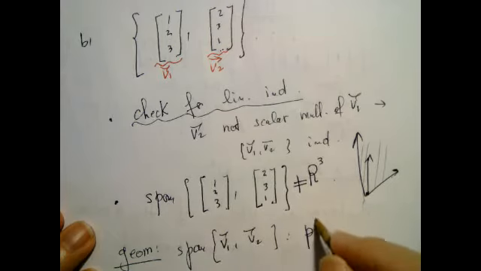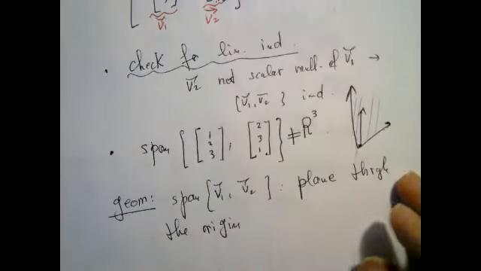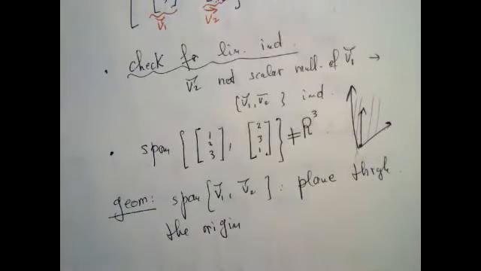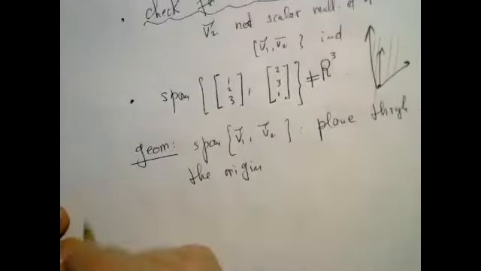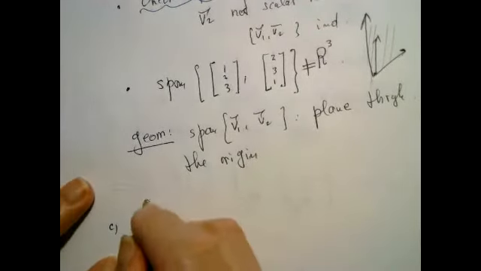is nothing more than the plane through the origin that contains those two vectors. So there is no way they can do that. This is just a plane through the origin. We cannot get all of R3. All right, so C. Let's take two more examples.